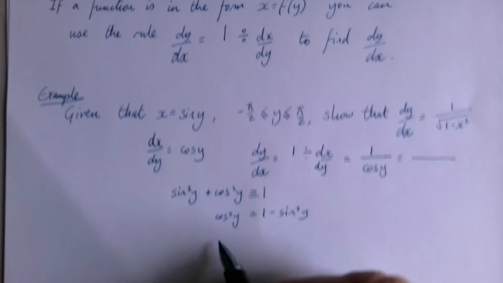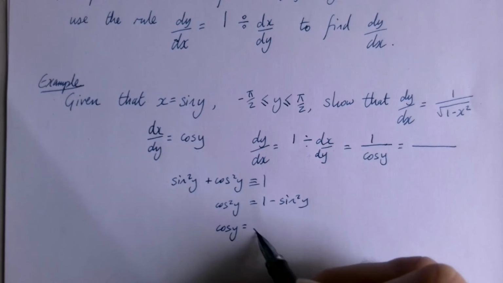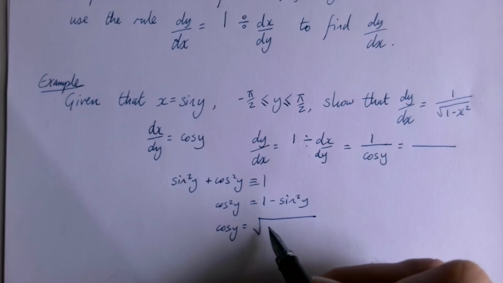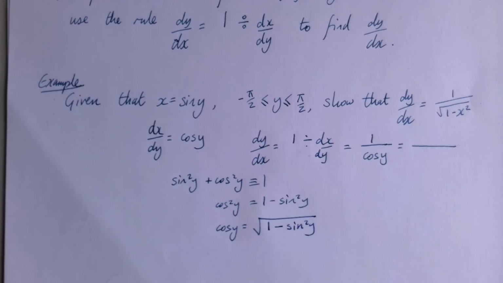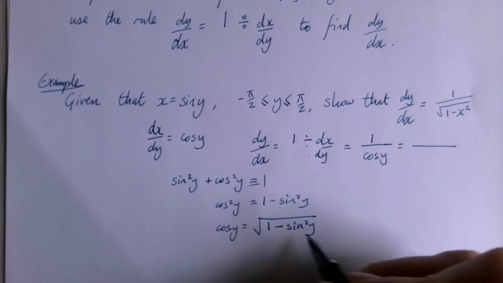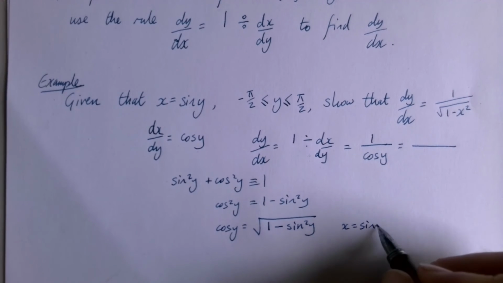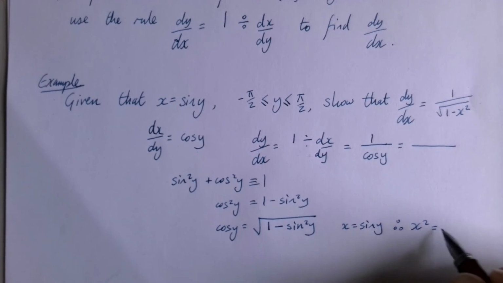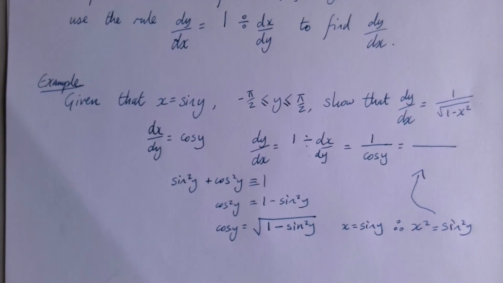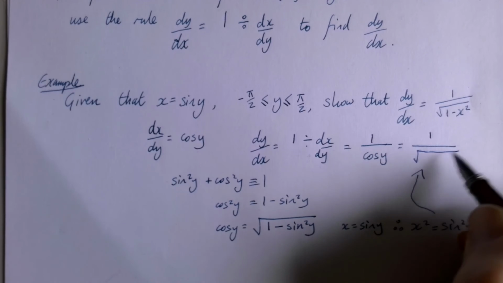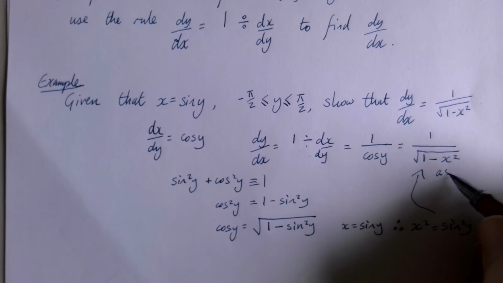and then we could say that cos y is going to be the square root of 1 take sine squared y. x equals sine y, therefore x squared equals sine squared y, and at this point we can pop that back in over here and say that instead of cos y we've got the root of 1 minus x squared, and we have shown it, as required.